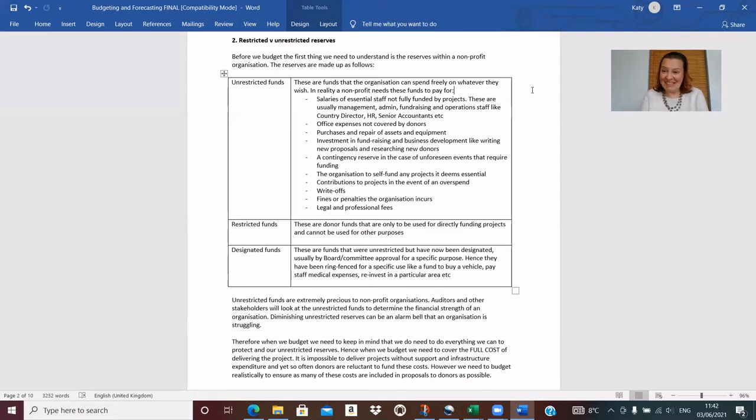So when we budget, we need to do everything we can to protect and try and increase our unrestricted reserves. And so when we budget, we need to cover the full cost of delivering a project.